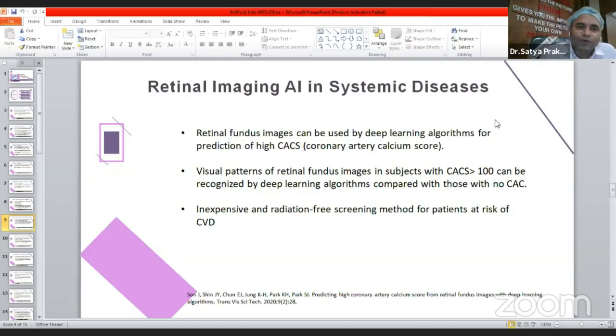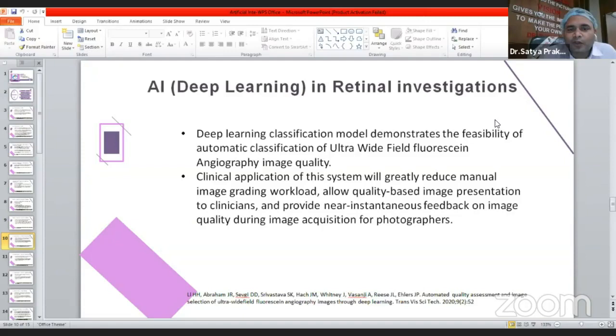So the deep learning classification model demonstrates the feasibility of automatic classification of ultra wide field fluorescein angiography image quality, and clinical application of this system will greatly reduce manual image grading workload, allow quality-based image presentation to clinicians, and provide near instantaneous feedback on image quality during image acquisition for the photographer.